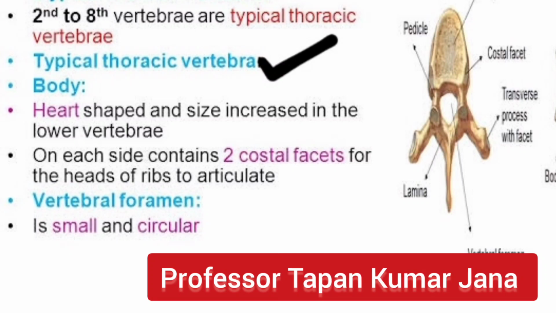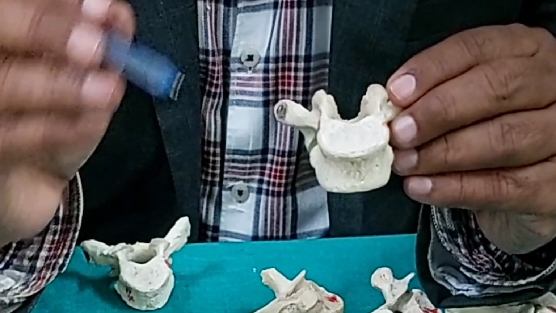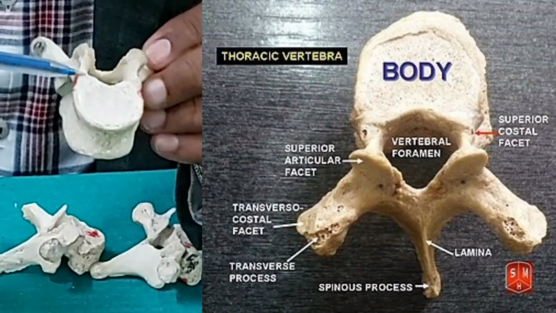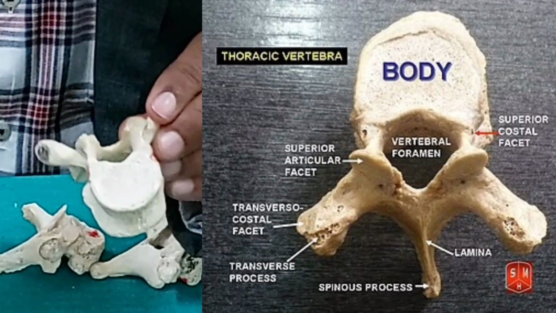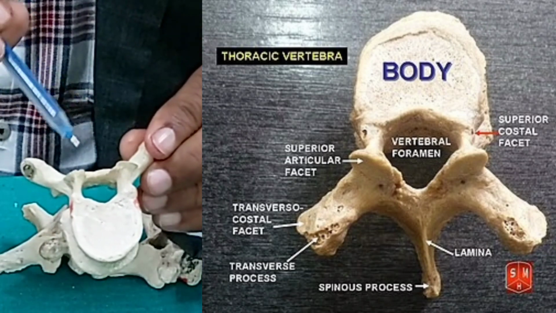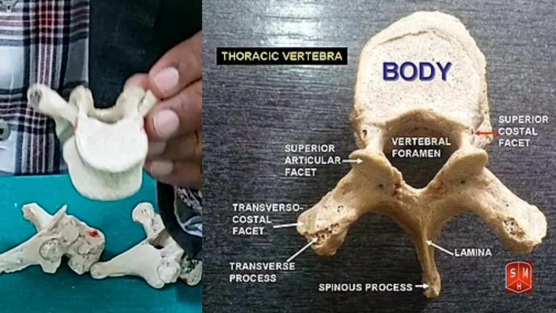I already uploaded the different parts of the vertebra, and all the parts are present in the cervical, thoracic as well as lumbar vertebra, but there are some minor variations, though almost the parts are the same. The names of the different parts are the same: the body, pedicle, lamina, spine, two transverse processes, two superior articular processes, two inferior articular processes, and one vertebral foramen.